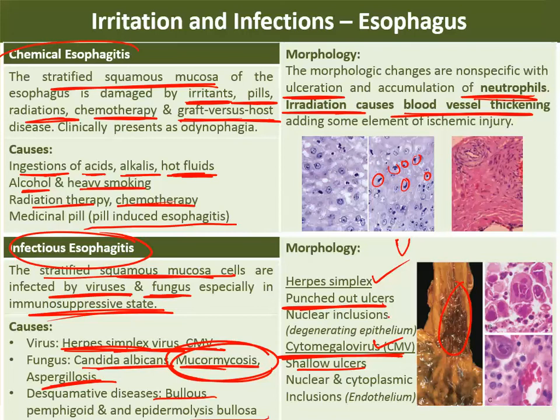And remember, in herpes simplex, the inclusion will be seen in the nucleus of the epithelium, the nucleus of the squamous cells. But in cytomegalovirus, the inclusion will be seen in the nucleus and cytoplasm of the endothelium, that is, of blood vessels. So this is a very, very important finding. If I see this finding, I can say whether it is herpes or cytomegalovirus, because both have different treatment.